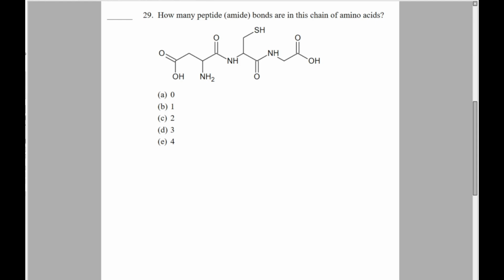29. How many peptide amide bonds are in this chain of amino acids? So if you know what a peptide or an amide functional group looks like, basically this question is just asking us how many there are in this molecule.